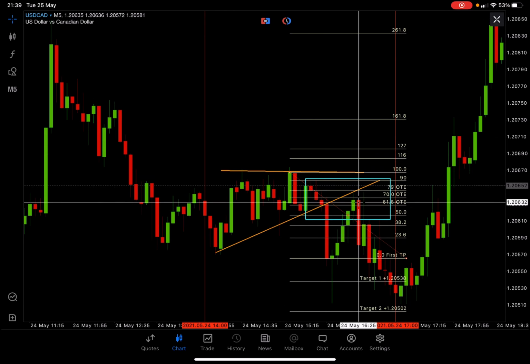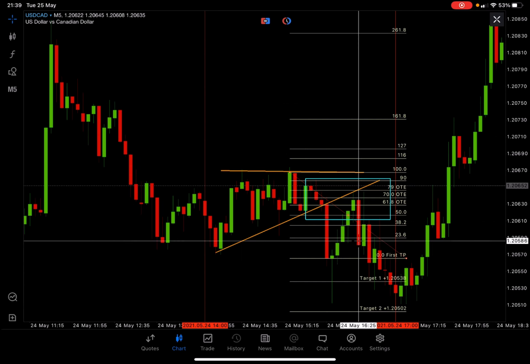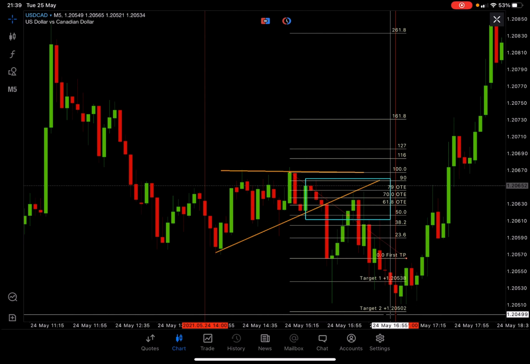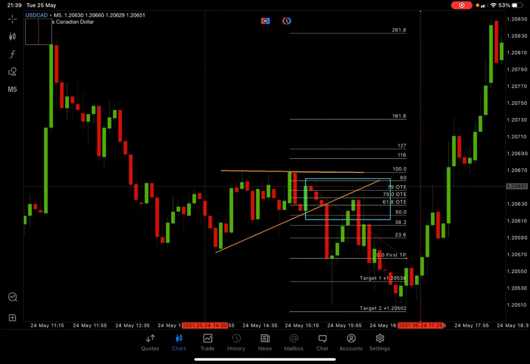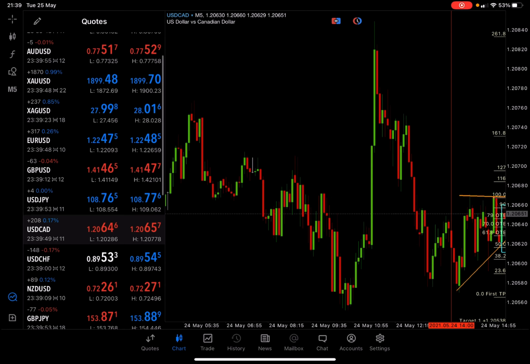Entering here on the retest. Stop loss here. And then you are looking for a downwards move. That would have took you down to target 2. Yeah, just target 2 on that one. But that is another successful trade. Next one.